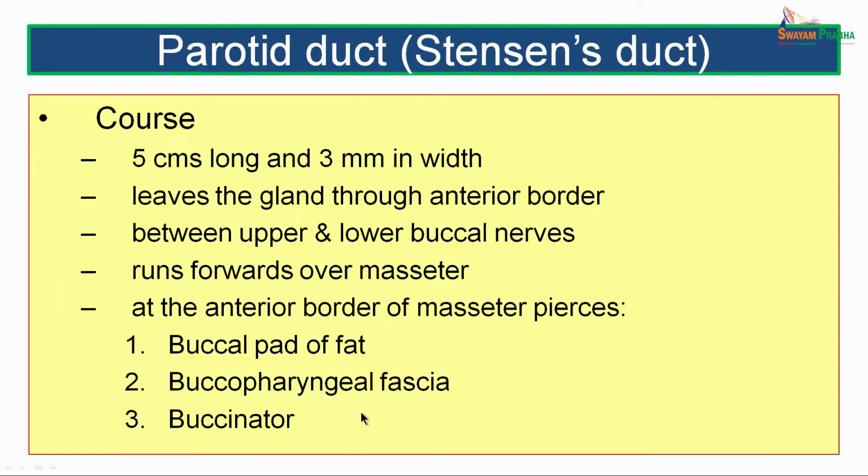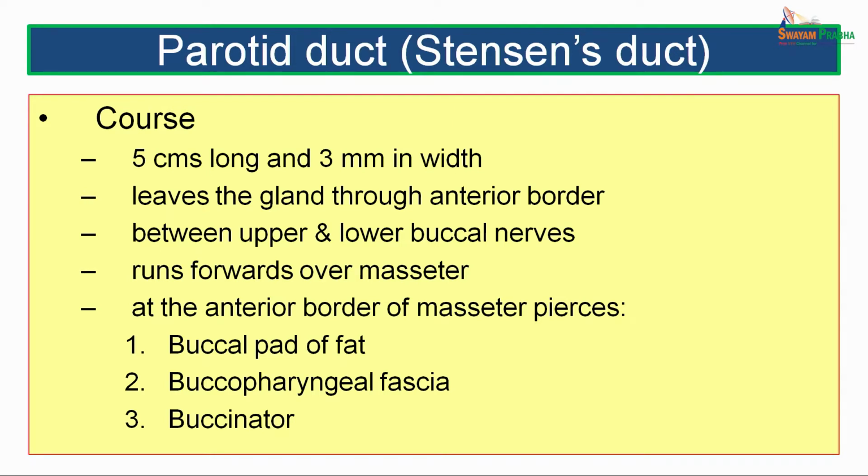Let us now go on to see the course of the parotid duct, or Stenson's duct. It is about 5 centimeters long and 3 millimeters in width. It leaves the gland through the anterior border. It travels between the upper and the lower buccal branches of the facial nerve.